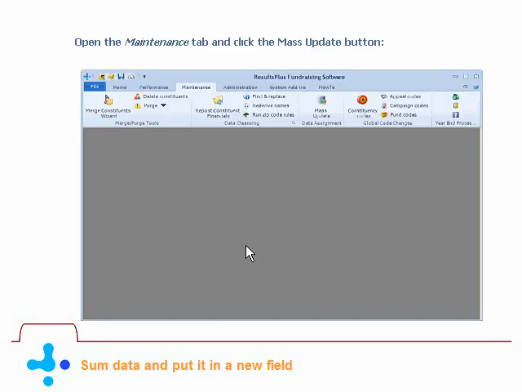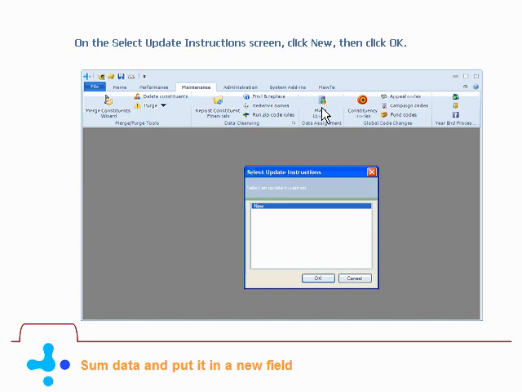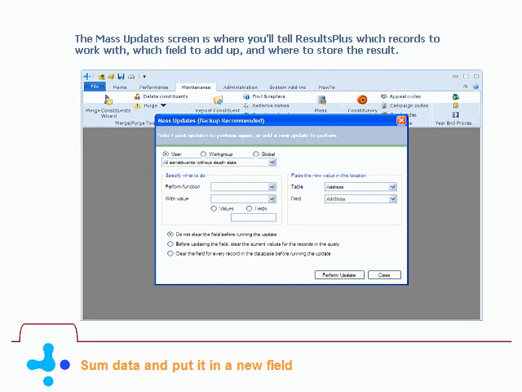Open the Maintenance tab and click the Mass Update button. On the Select Update Instructions screen, click New, then click OK. The Mass Updates screen is where you'll tell ResultsPlus which records to work with, which field to add up, and where to store the result. Let's take a closer look.